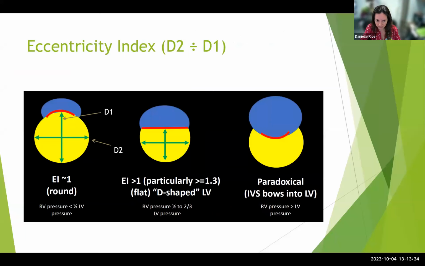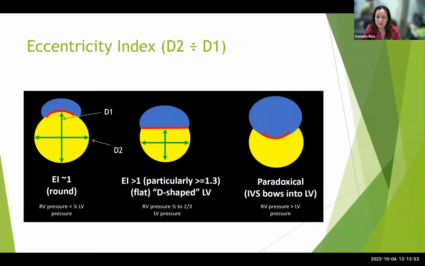So to help us with this, the measurement of LV eccentricity index is used as an objective measure of septal configuration by dividing the horizontal diameter of the LV in end systole, shown in the figure as D2, by the vertical diameter, shown here as D1.